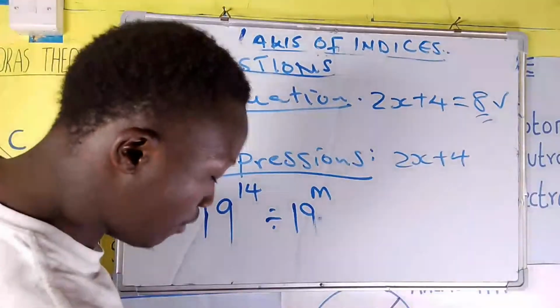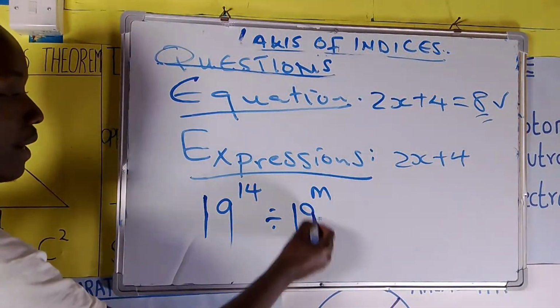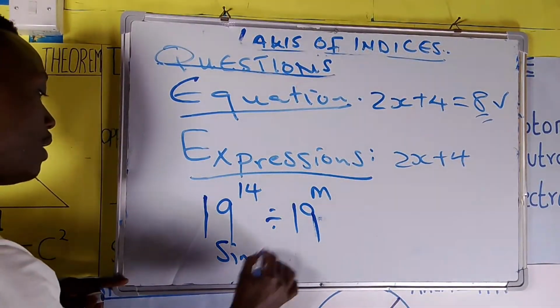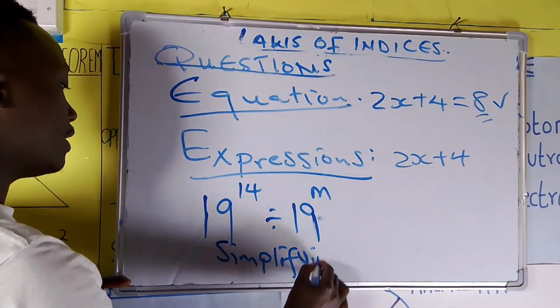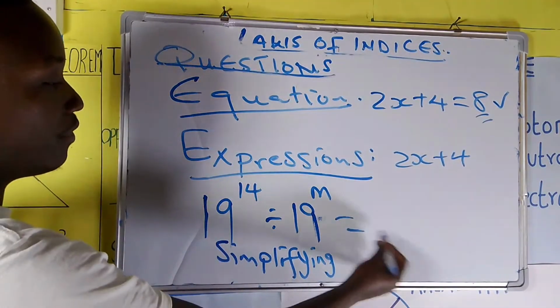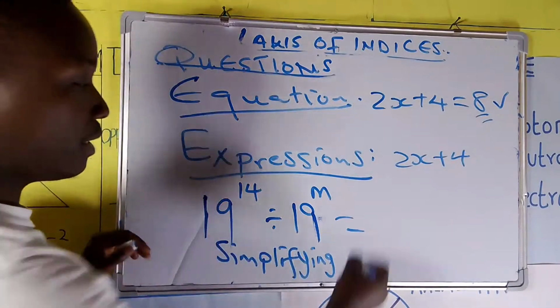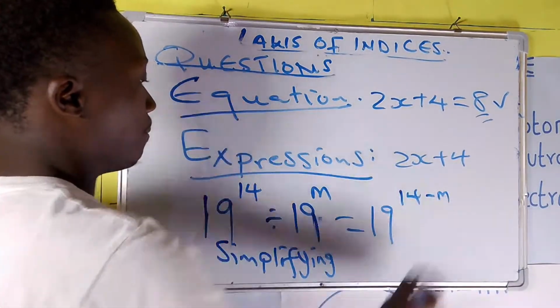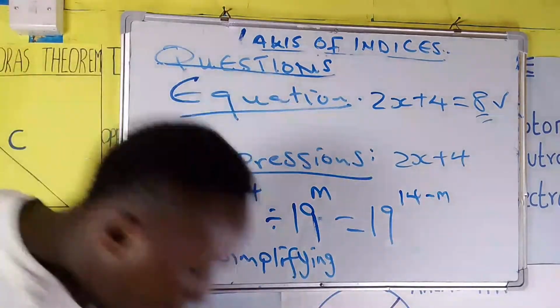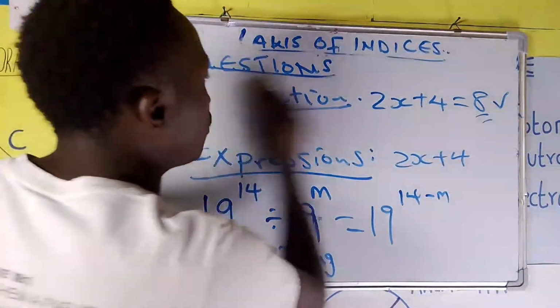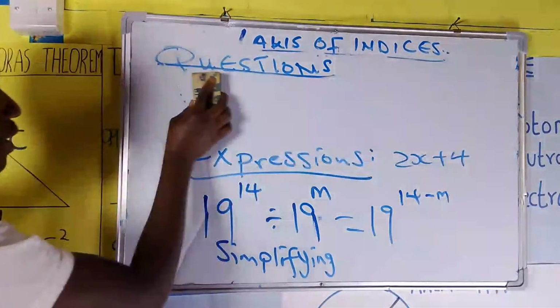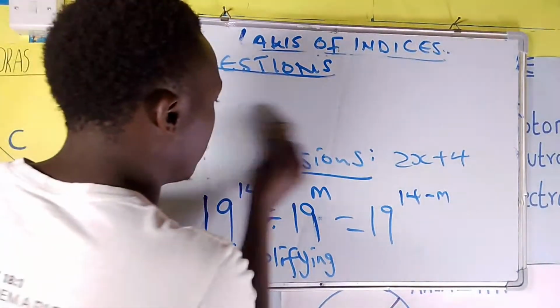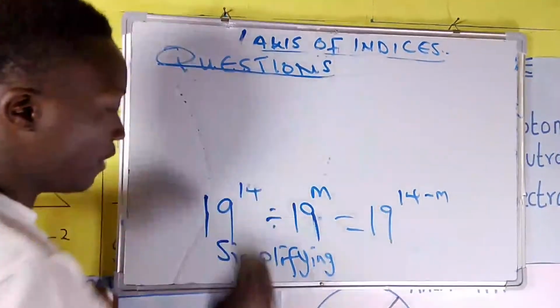So the only way you can work out an expression is by simplifying. You work out an expression by simplifying. And how do you simplify that? You know the base remains the same and the power is 14 minus m. But if your question was like this, so that question was on simplifying.